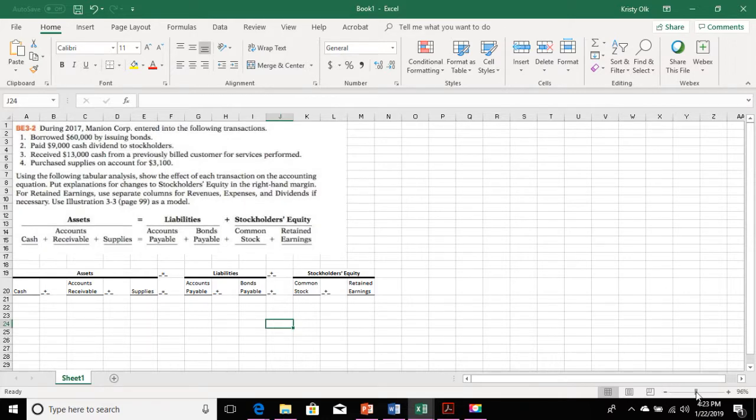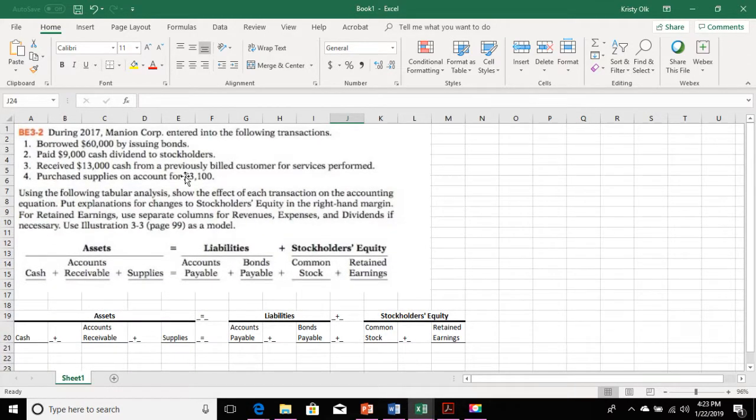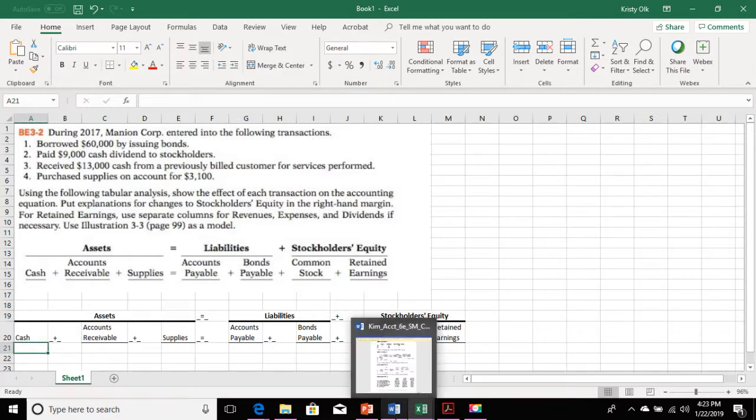Now I'm going to take this to 100%. I'll be addressing these particular transactions. So let's start with the first one. In transaction analysis, what we're trying to determine is, was there an economic change? Was there a change in the amount of the assets, the liabilities, or the stockholders' equity? The first one, it says we borrowed $60,000 by issuing bonds.